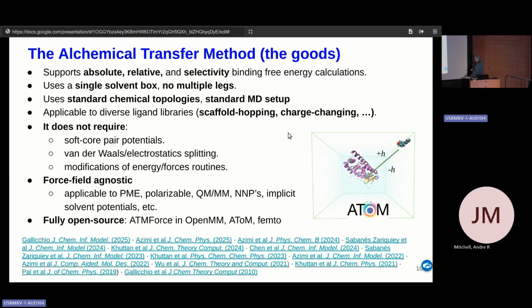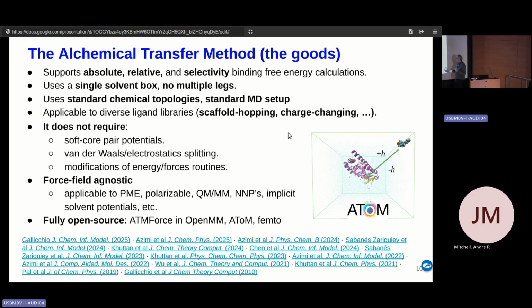It doesn't do van der Waals electrostatic splitting. It uses unmodified energy routines. We implemented this in OpenMM. And I think this is the most important aspect: it's force field agnostic. It really doesn't care what energy model one uses. Whatever you give it, it recalculates the energy twice. So you can use implicit solvent models, you can use polarizable potentials, and I hope this is going to grow.